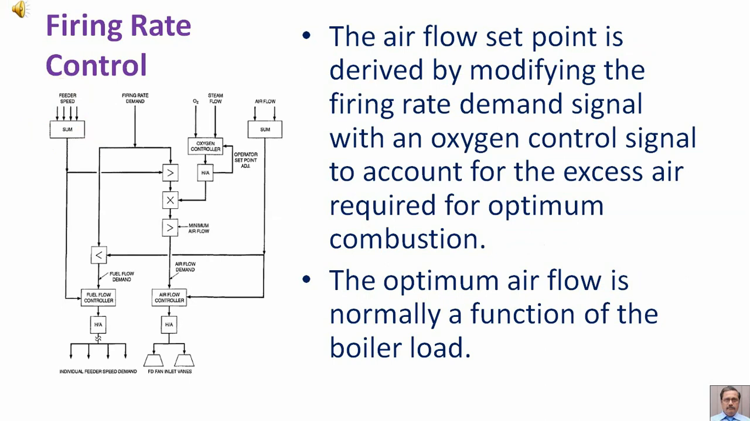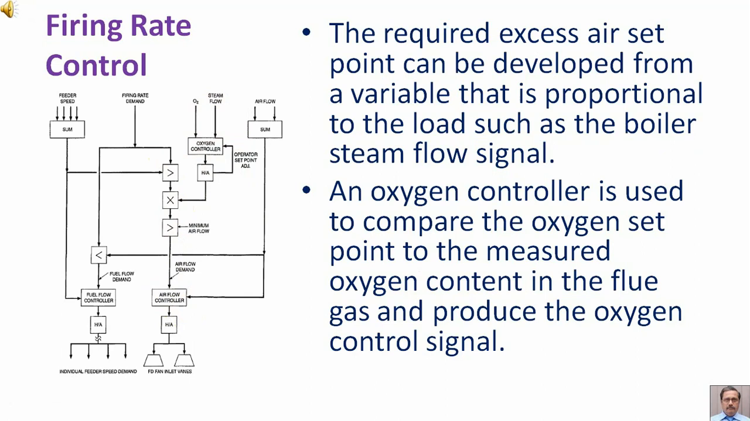The airflow set point is derived by modifying the firing rate demand signal with an oxygen control signal to account for the excess air required for optimum combustion. The optimum airflow is normally a function of the boiler load. The required excess air set point can be developed from a variable that is proportional to the load, such as the boiler steam flow signal.